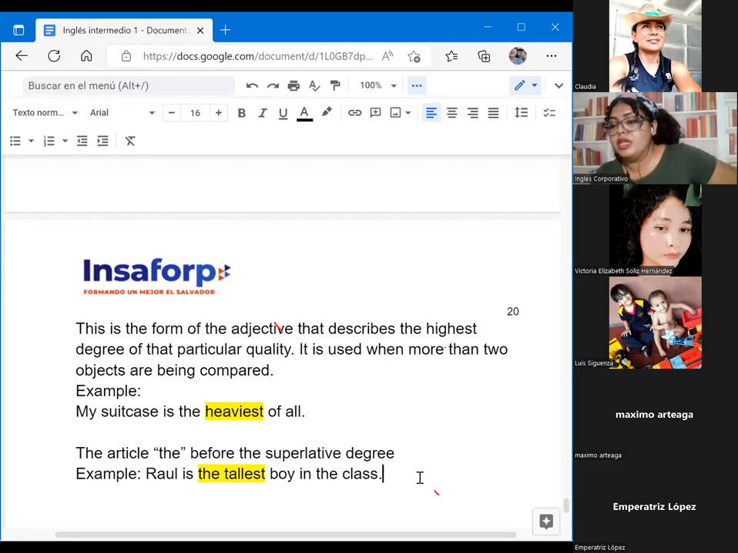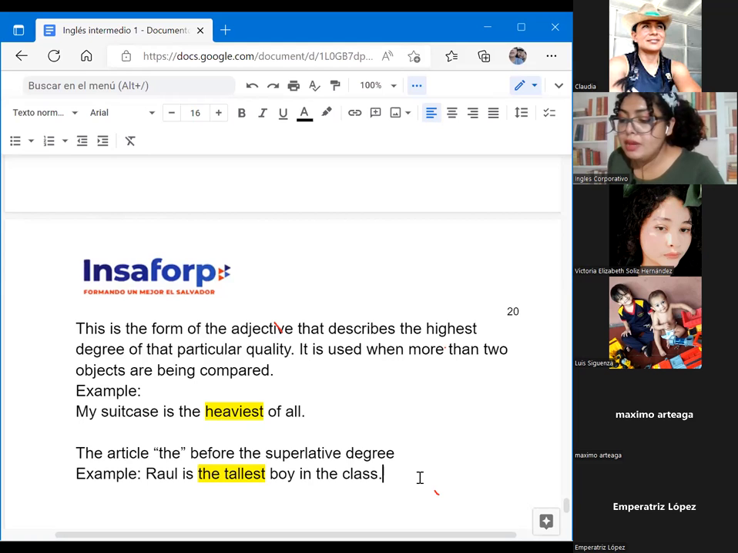Sometimes the comparative degree is formed by using the word more before the positive degree. But this specification we are going to see in the next information, because we are going to see how to create those adjectives. So in that case, we are going to see the uses of more also with the adjectives. And it says that similarly, the superlative degree is sometimes formed by using the word most. In comparative, we have more, and in superlative, we have most.